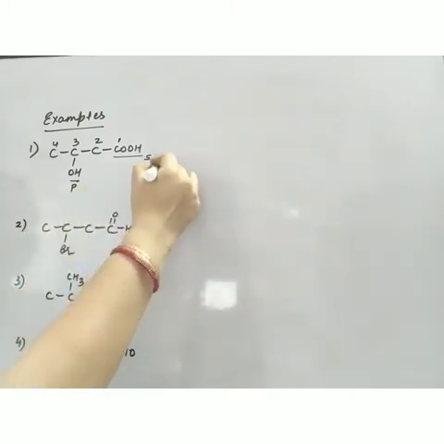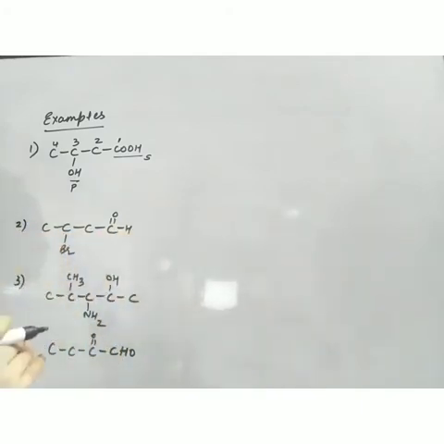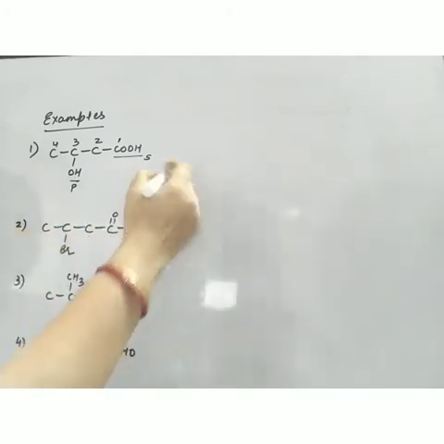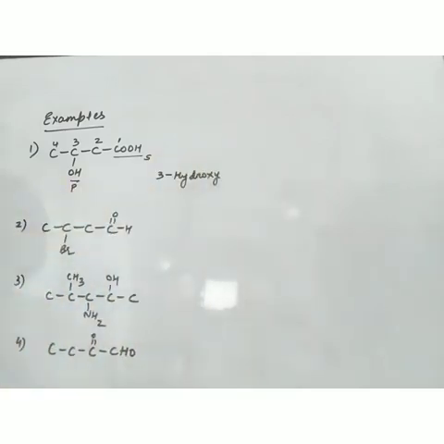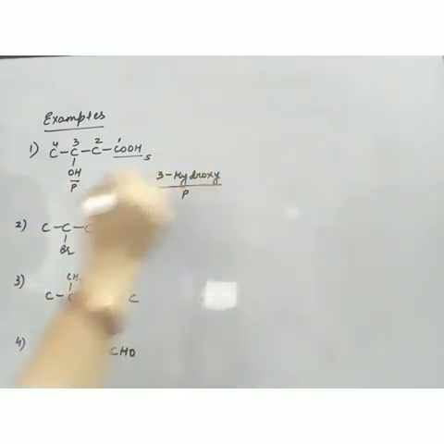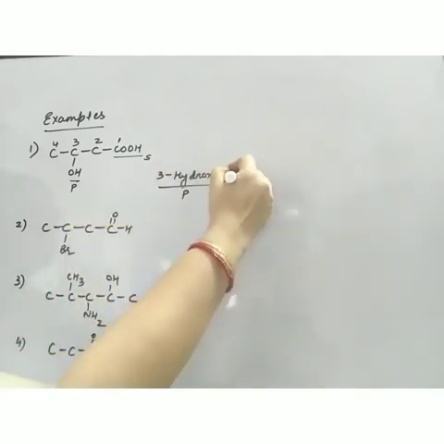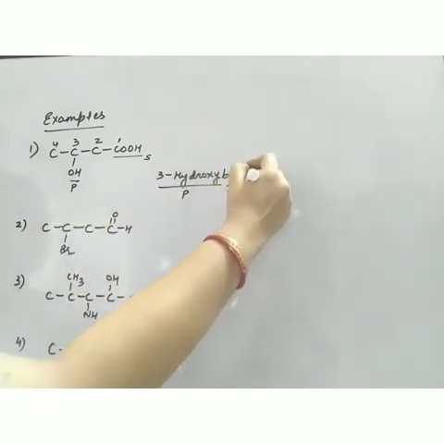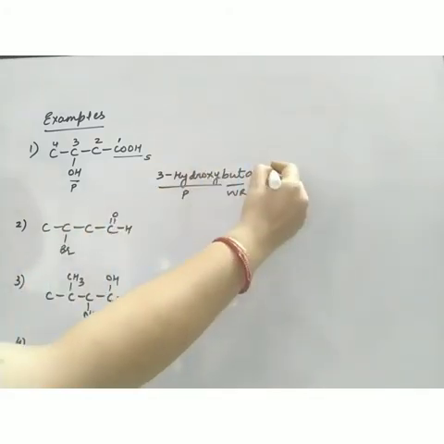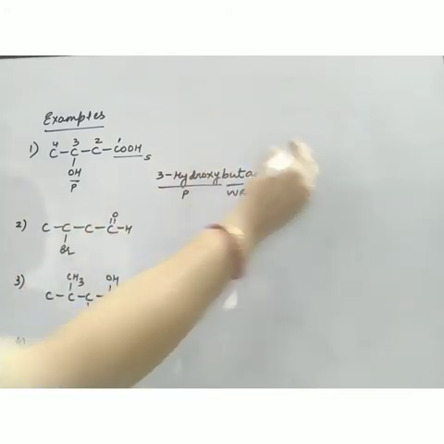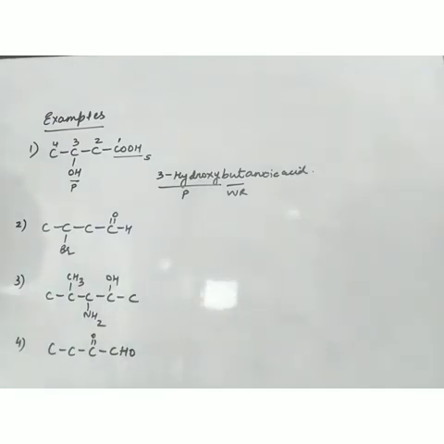So now I will write the prefix. The format is the same: prefix, word root, primary suffix and secondary suffix. Prefix is now 3-hydroxy, because for alcohol we use hydroxy. This is the prefix part. Word root is 4, so it is but. And primary suffix is ane, because all the bonds are single, and the secondary suffix is oic acid. So what is the name of this compound? 3-hydroxybutanoic acid.